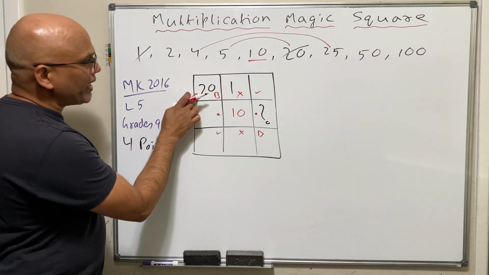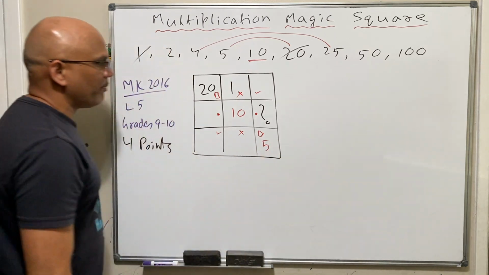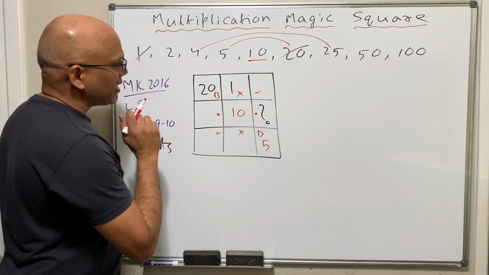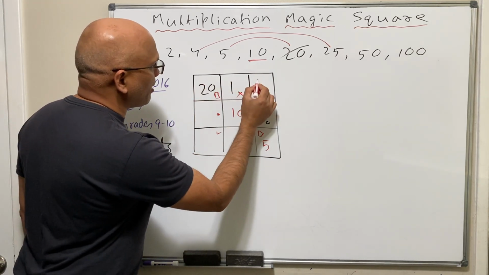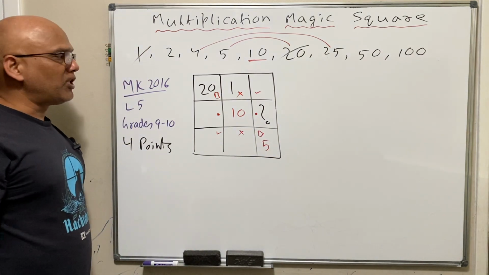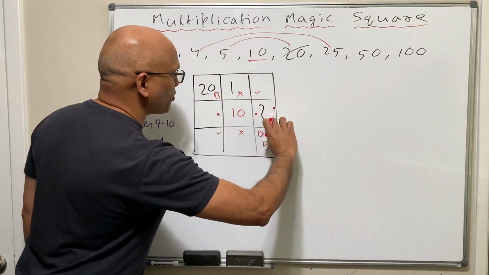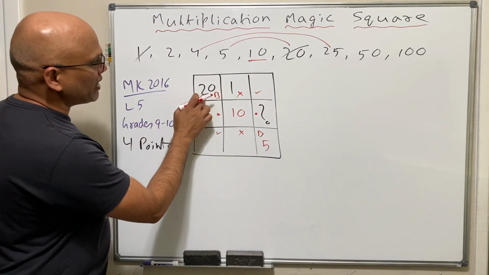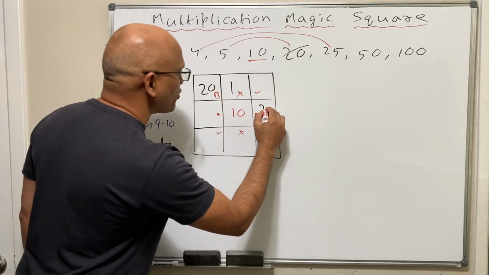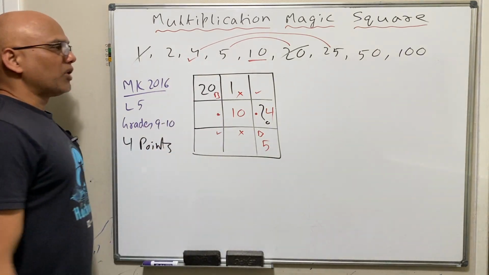Alright, so the 20 goes with 5, so 20 times 5 gives me 100. Now, if you notice another thing, these 3 numbers and these 3 numbers, the product has to be the same, right? That means the product of these two has to be the same as the product of these two. That means 20 times 1 is 20, 5 times what is 20? 5 times 4 is 20, so this must be 4 then, right? Then 4 is the correct choice.